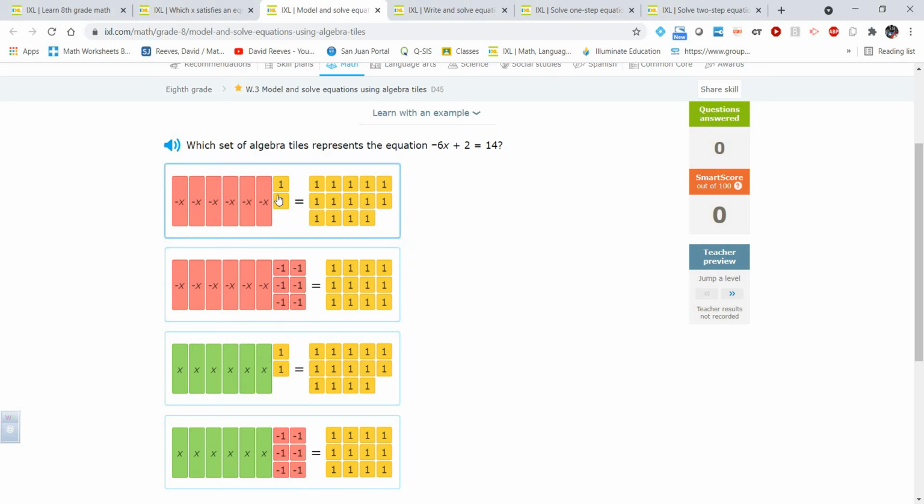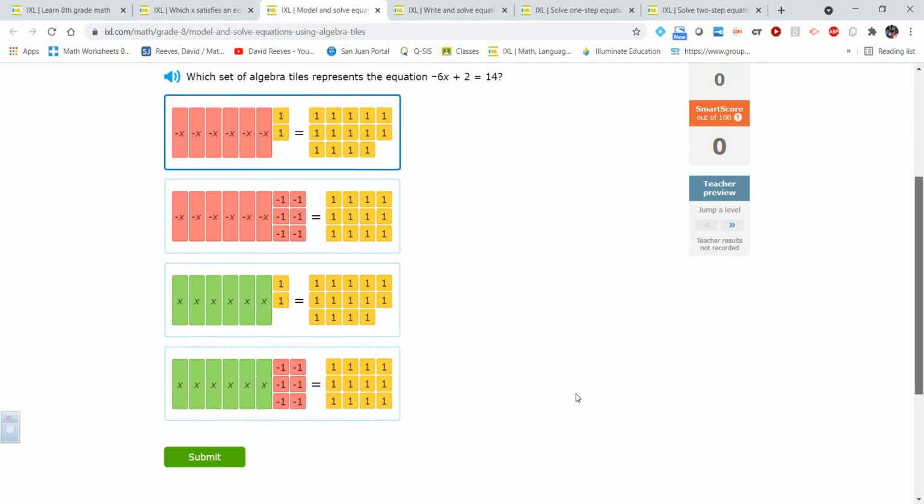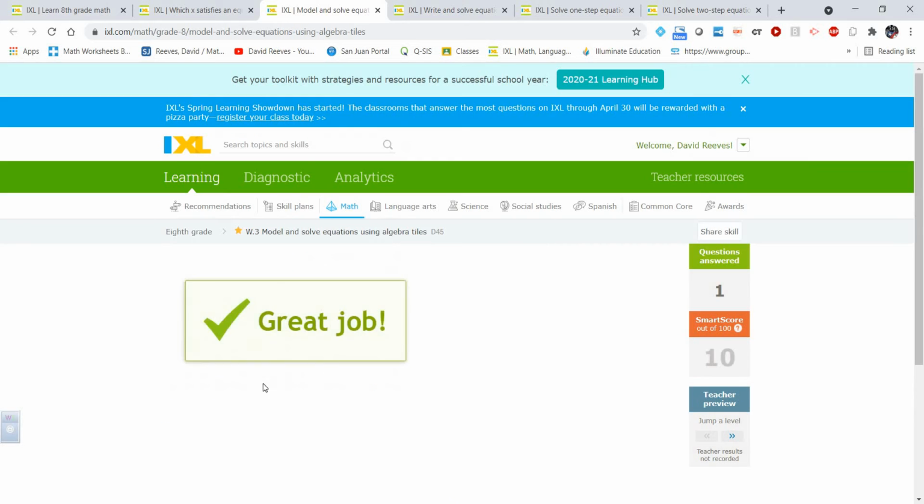So 6 negatives plus 2 positives equals 14. That would be this one right here, right? Let's double check that this is 14. 1, 2, 3, 4, 5. 5 and 5 is 10 plus 4 is 14. So there's the one that we're looking for right there.